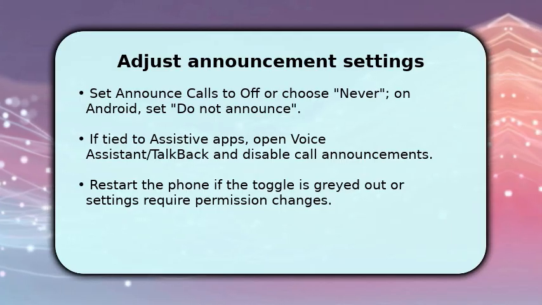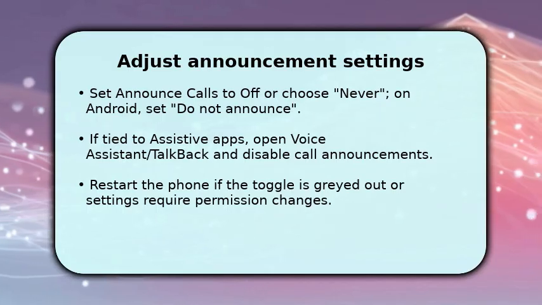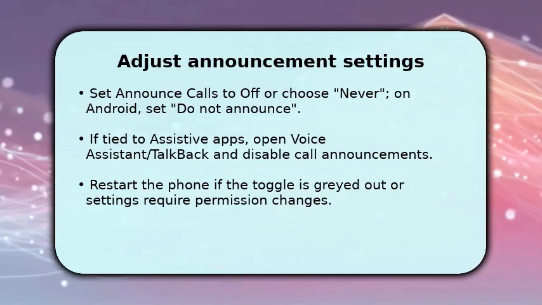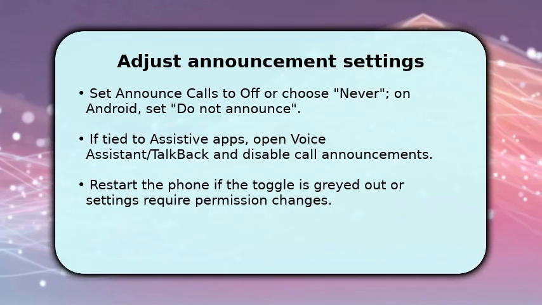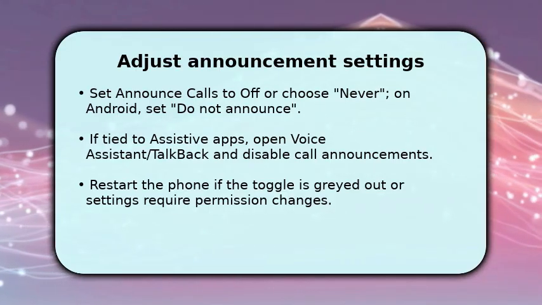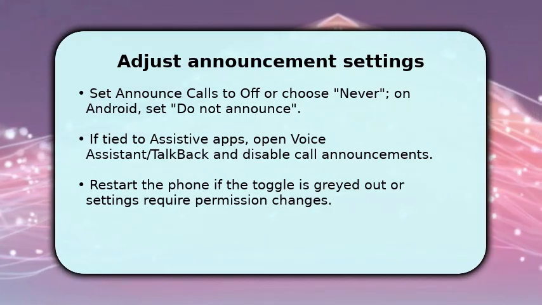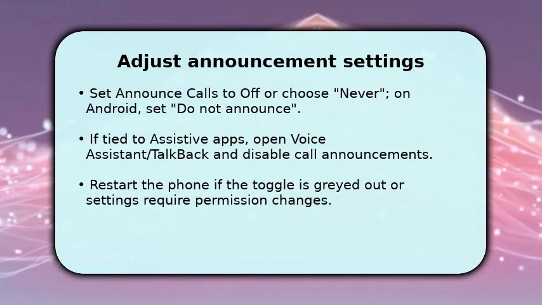On many Android skins, choose Do Not Announce or disable caller announcements inside the phone or accessibility app. If a third-party assistant app is managing calls, open that app, Voice Assistant, Talkback, Bixby, and turn off call readouts. Once done, restart the phone to ensure the new preference loads and that any permission prompts are reset.